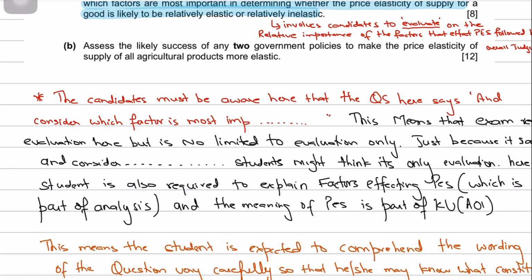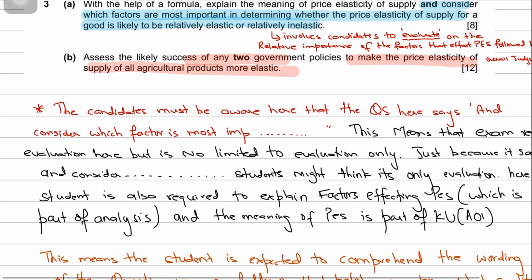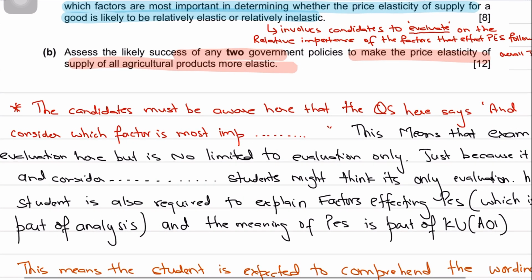Again, assess the likely success of two government policies to make the price elastic supply of agricultural goods more elastic. Obviously, here the narrative is that there must be government policies to make the price elastic supply in agricultural products more elastic, right? There has to be some government policies. We're not talking about what they are, but the narrative is that there are policies, right?